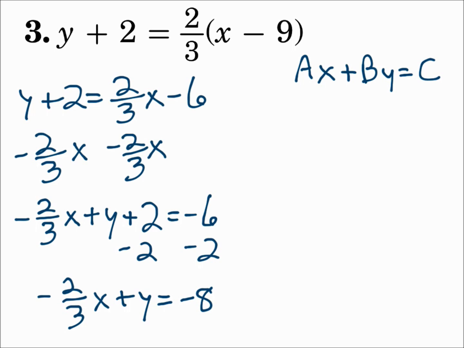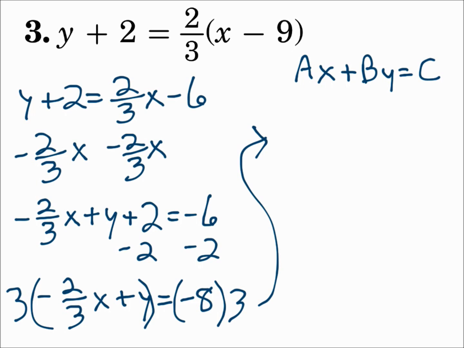Are they all integers? No. I have a fraction there. So multiply both sides by the lowest common denominator. With only one fraction, use its denominator, which is 3. Multiply both sides by 3. 3 times -2/3 x is -2x. 3 times y is 3y. And 3 times -8 is -24. Now they're all integers. A is -2, B is 3, and C is -24.